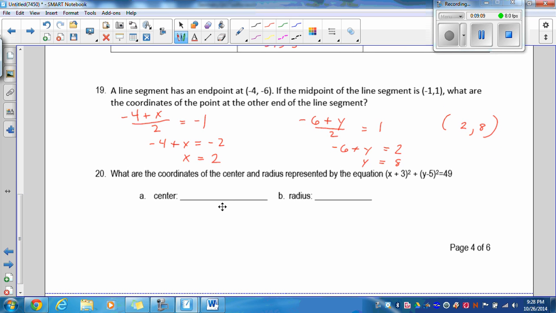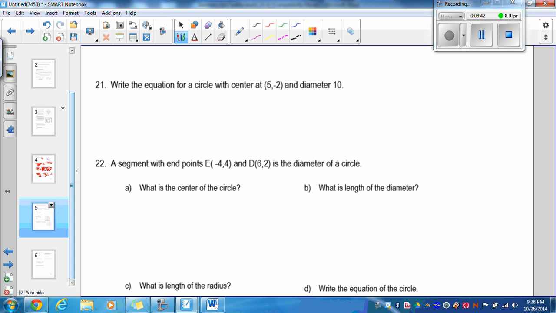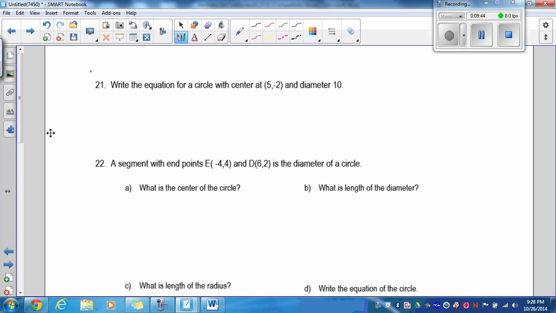Okay, number 20. Going into circles. The center is negative 3, 5. Because it has to be minus h, x minus negative 3. And the radius is going to be 7, or the square root of 49. Go on to the next page.